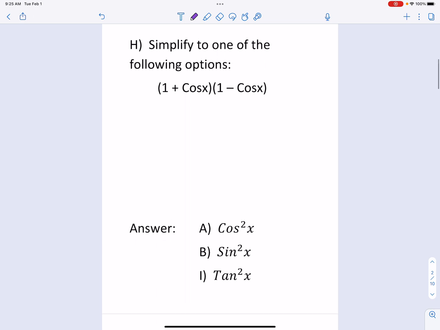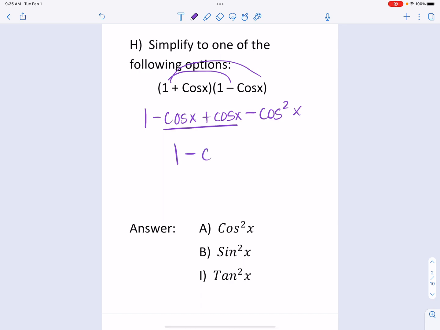So I would like you to pause this and see if you can figure this one out. This one is not as bad. Pause, try it. All right, so I'm going to FOIL. So I'd have 1 minus the cosine of x plus the cosine of x minus the cosine of x squared. These things are going to cancel in the middle, so I get 1 minus the cosine squared of x.